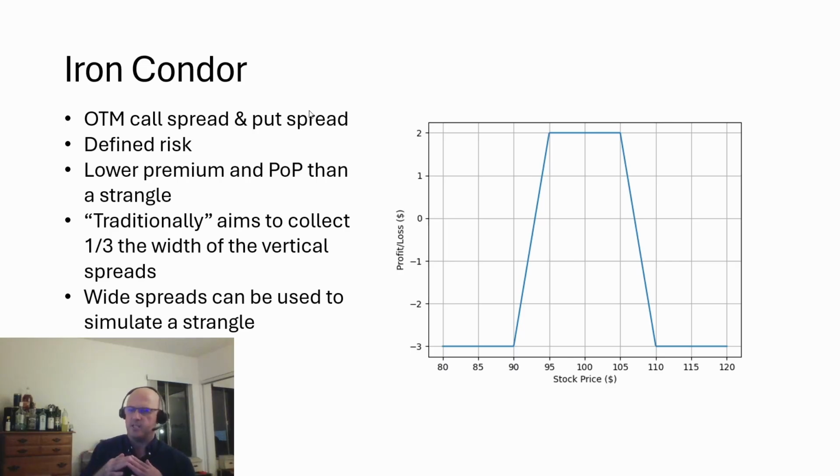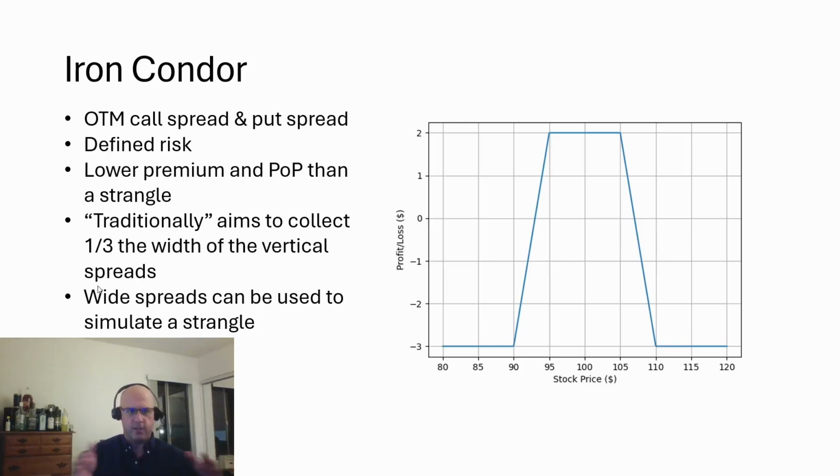So remember, butterfly is at the money, iron condor out of the money. It's going to have a lower premium. You're going to collect less money, and the probability of profit is going to be lower than a strangle, but you're getting defined risk. And traditionally, the way these things are done by a lot of people, myself included sometimes, is we want to collect 1/3 the width of either the call or the put spread. So if those spreads are $3 wide, I would want to collect at least $1. So in that case, we'd have $2 worth of risk. Our maximum loss is capped at $2, but it gives us a higher probability of profit.